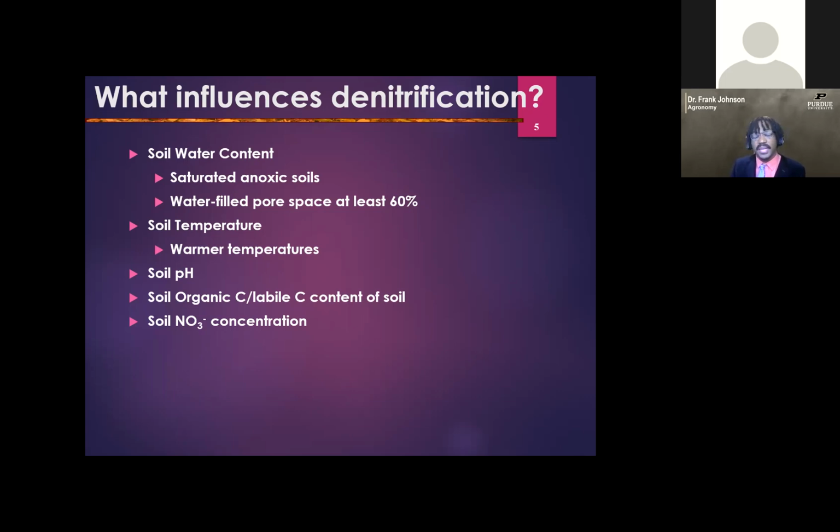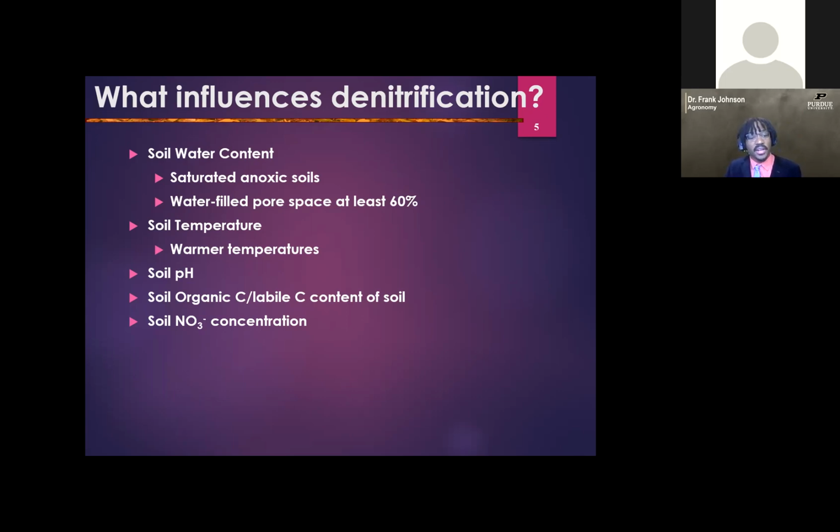However, there have been instances where denitrification occurred at as low as a pH of 4 or 5, and that was most likely due to the denitrifying organisms adapting to the acidic conditions. Soil organic carbon, the labile carbon content of the soil, as you all know, impacts any microbial activity in systems. And last but not least, we have the soil nitrate concentration.